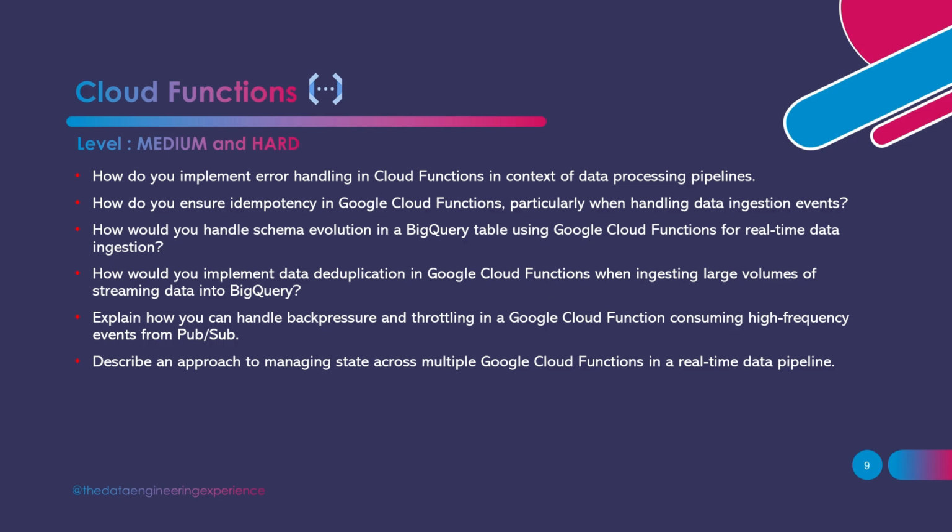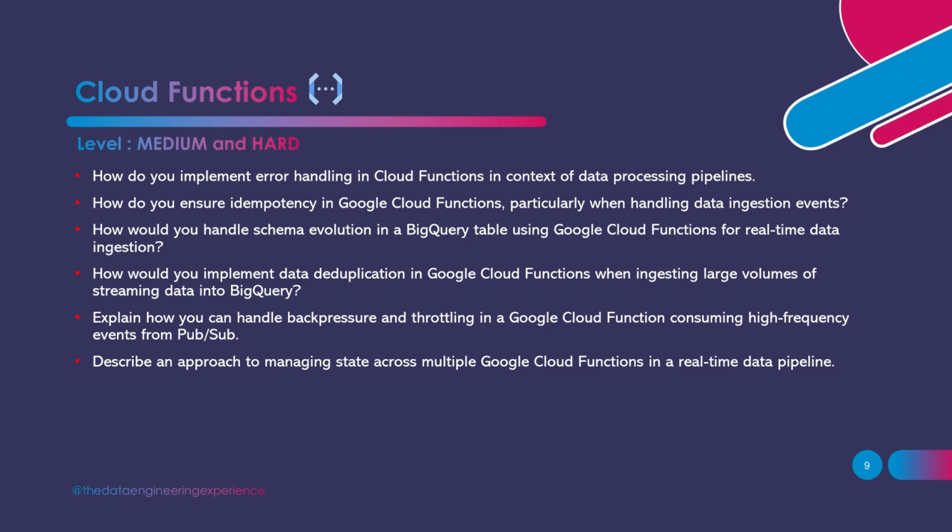The next question we have is, how do you handle schema evolution in a BigQuery table using Google Cloud Functions for real-time data ingestion? For that, you should use the BigQuery client library to dynamically modify the table schema in response to the new fields or new records that you are getting, by adding the new columns to the destination table as and when required. You can also implement a schema validation process in your cloud function that checks the new data against the current schema, and you can update the source schema or the destination schema accordingly.